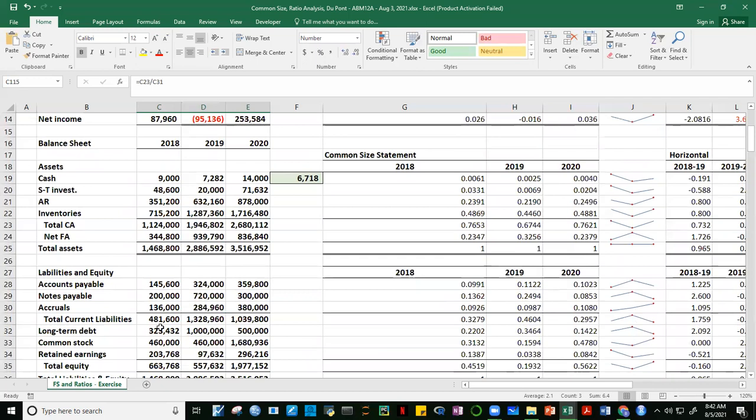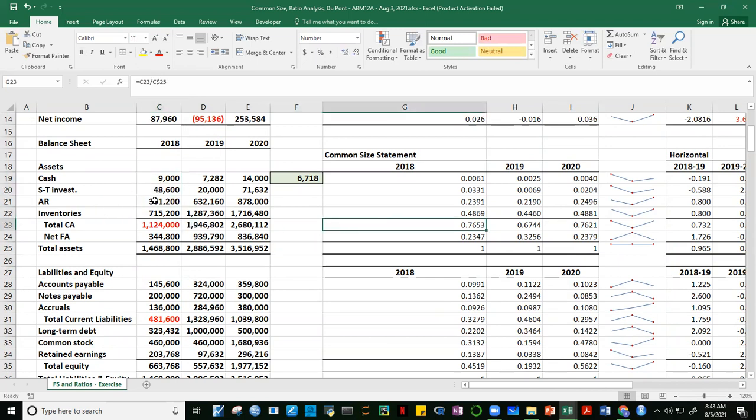Okay. Magkano yung babayaran? 481. Ito yung current liabilities. Okay. Accounts payable, notes payable, accruals. 481. Magkano yung current assets ng company? 1124. So from the looks of it, guys, mukhang okay, no? Pero tingnan natin guys yung quality ng current assets natin.